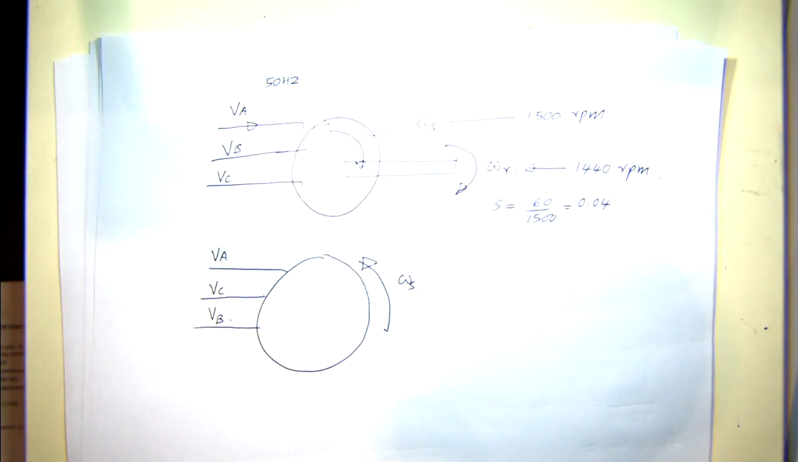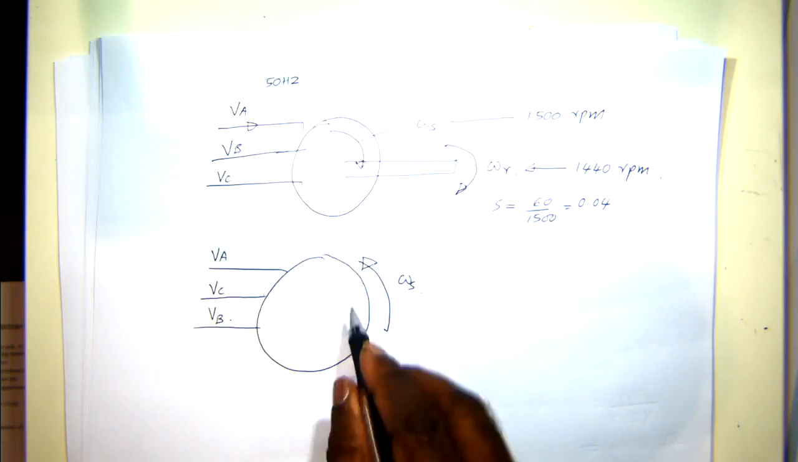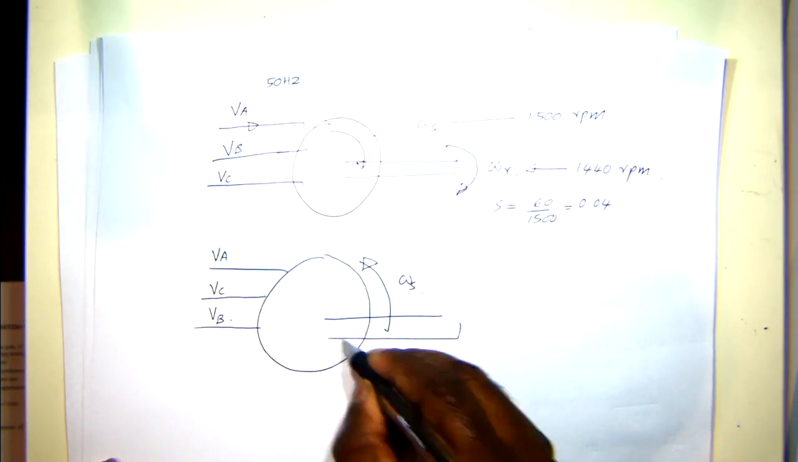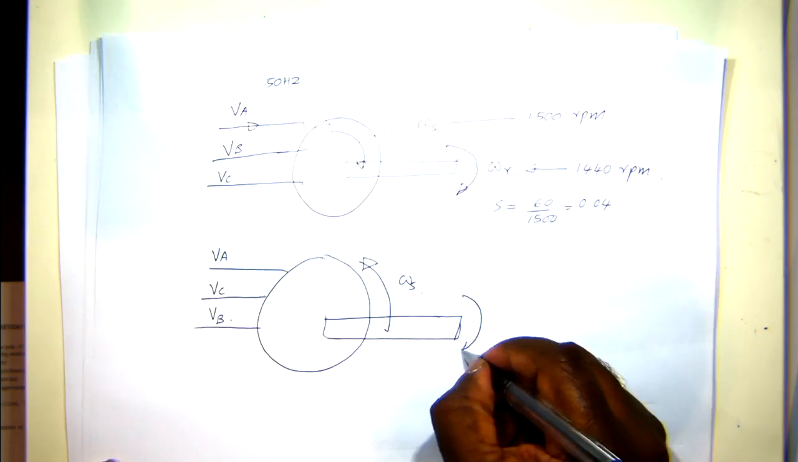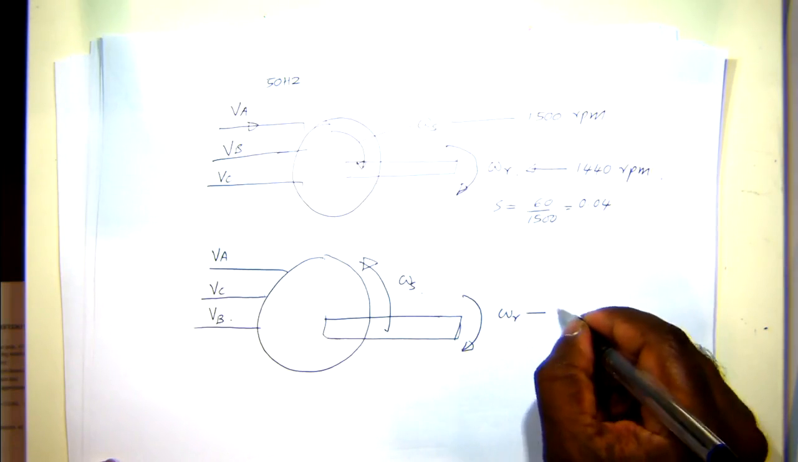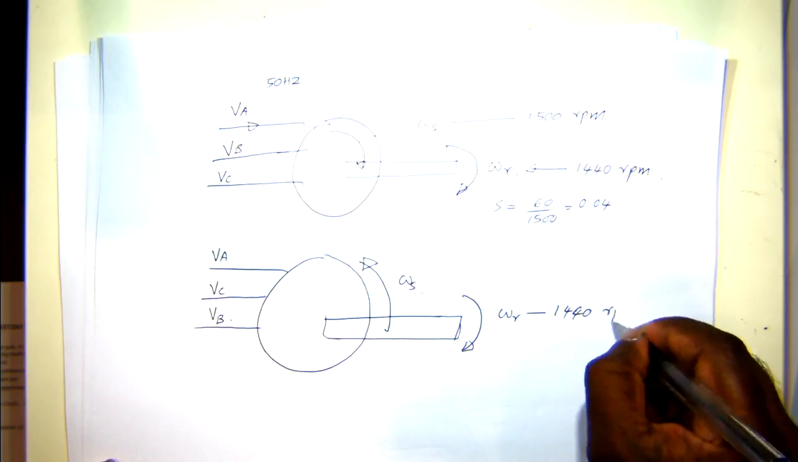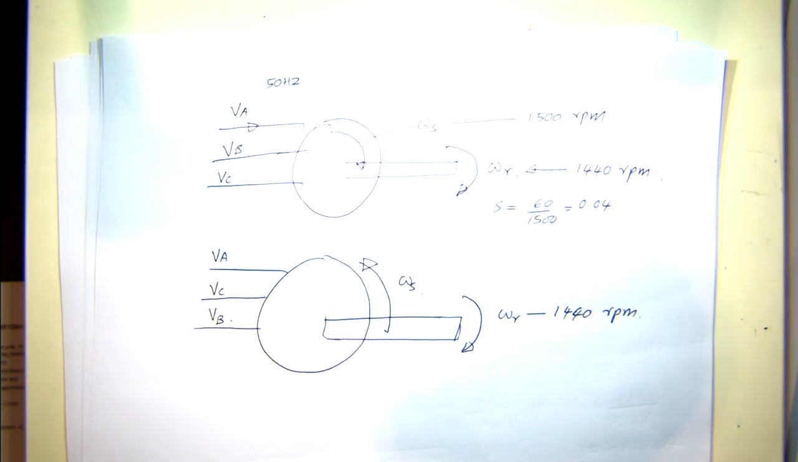Let's say you suddenly interchange two terminals. You flip VB to VC and VC to VB, this arrangement. The direction of rotation of the field will instantaneously turn the other way. But the shaft has inertia and it's connected to a load, so it doesn't change instantaneously. The shaft will still be rotating. Let's say this is the shaft, and this is still rotating at 1440 RPM at the instant you interchange the two terminals.